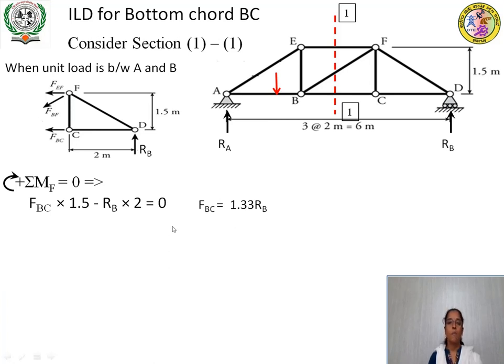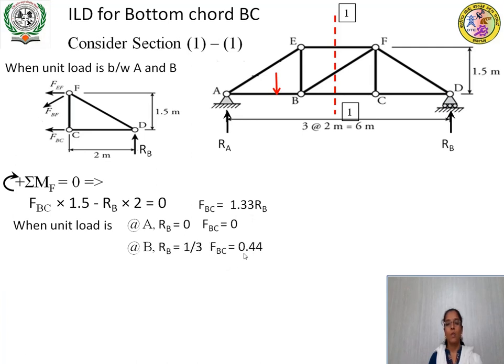Now you apply the boundary condition, that is when the unit load is at A, RB will be equal to 0. Therefore, force in member BC is equal to 0. Next, when the unit load is at B, RB is equal to 1 by 3. Therefore, force in member BC is equal to 1.33 into 1 by 3, that is equal to 0.44.